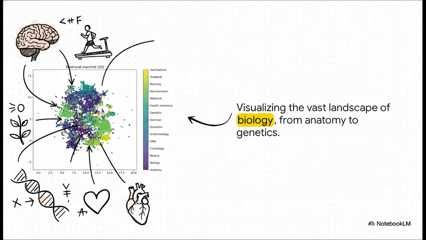It can even map an entire scientific field. This is a relational map for biology. And what's so cool is how the logical structure of the field just emerges visually. You've got anatomy over here, genetics over there, cardiology, neuroscience. They all find their natural place in this huge landscape. It's like having a Google Maps for a whole area of science.